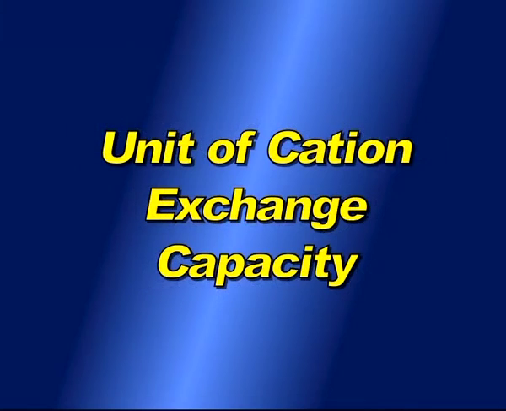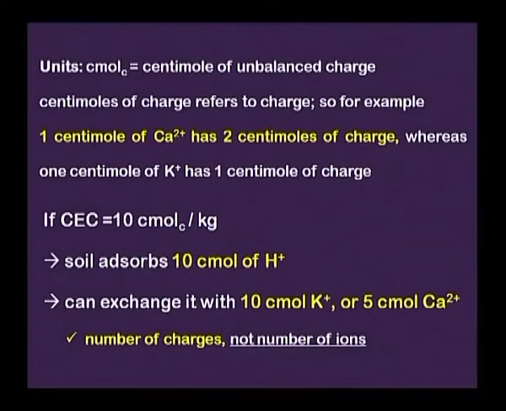This is the unit of cation exchange capacity. The unit of cation exchange capacity is centimole charge, the centimole of unbalanced charge. Centimoles of charge refers to charge. So, for example, 1 centimole of calcium has 2 centimoles of charge, whereas 1 centimole of potassium has 1 centimole of charge.